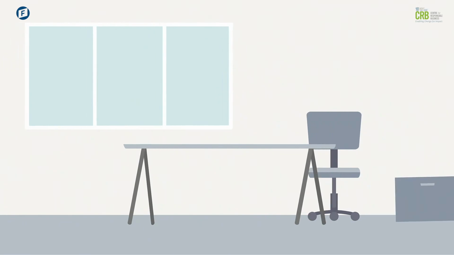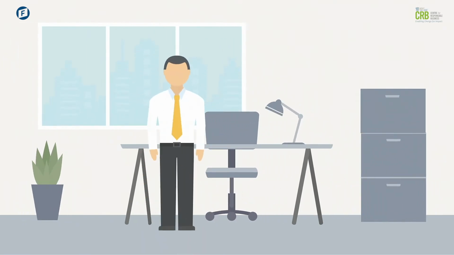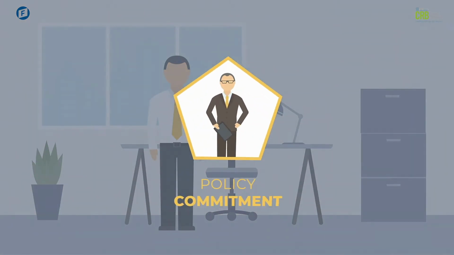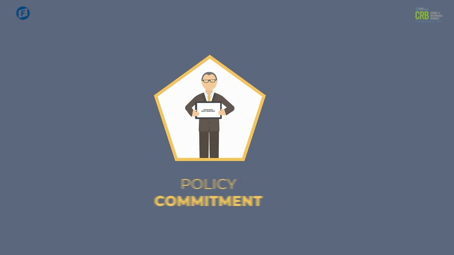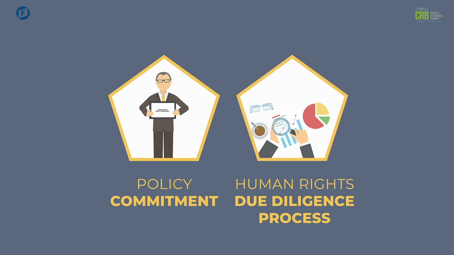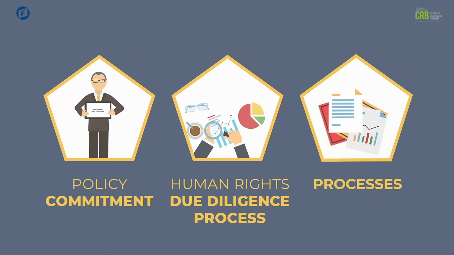To implement Pillar 2 effectively, businesses must have in place a policy commitment towards this responsibility approved at the senior-most level, a human rights due diligence process to identify, prevent, mitigate, and account for how they address their impacts on human rights, and processes to enable the remediation of any adverse human rights impacts businesses have caused or contributed to.